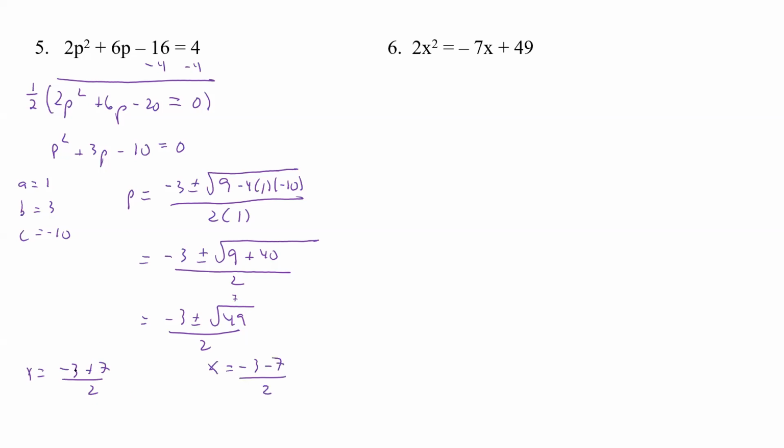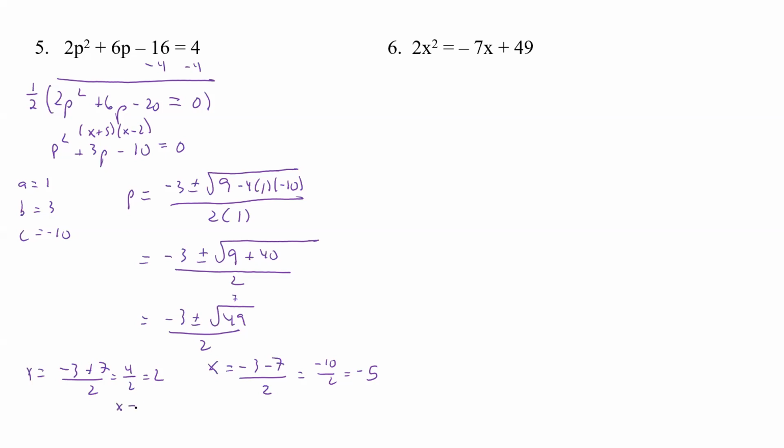Okay, 7 minus 3 is 4 over 2, which is 2. And here we have negative 10 over 2, which is negative 5. And that's what we would have got here if we would have factored this. It would have been x plus 5, x minus 2, and then that would solve for minus 5, and that would solve for positive 2, which is what we see here.